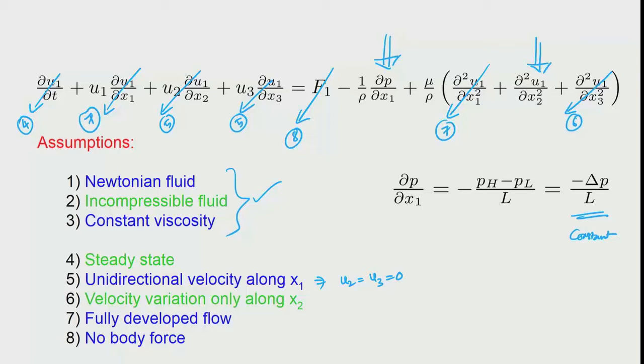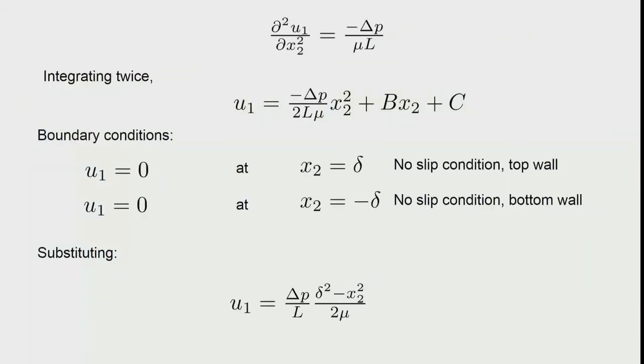So, the differential equation will have only 2 terms, and that is what we have written here. Dou square u1 by dou x2 square is equal to minus delta p by mu L. Okay. Now we can integrate it twice to see that it would have x2 square by 2 coming up, x2, and then a constant should be there. So, these are the integration constants.